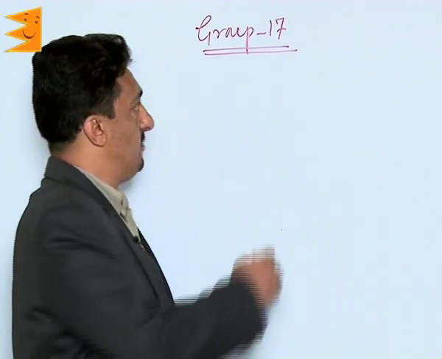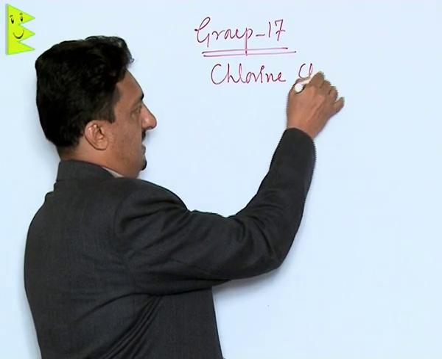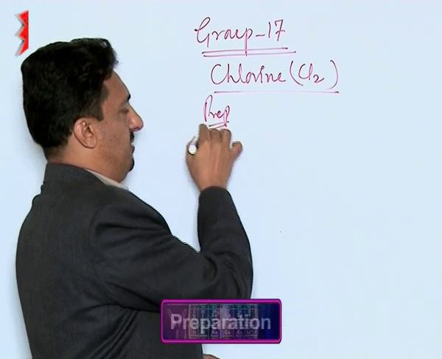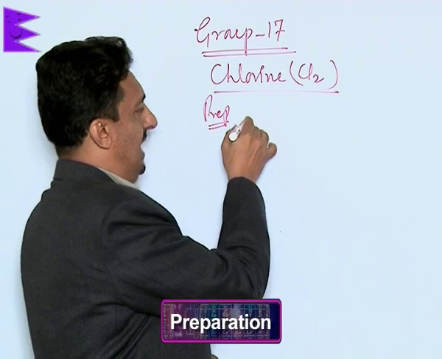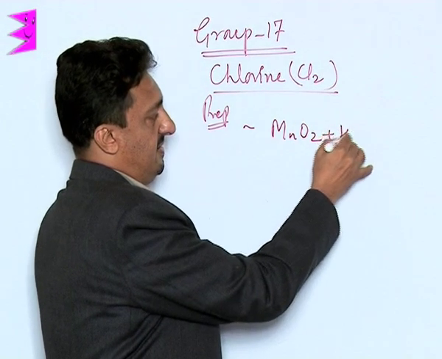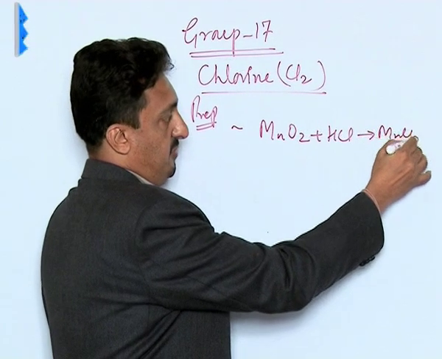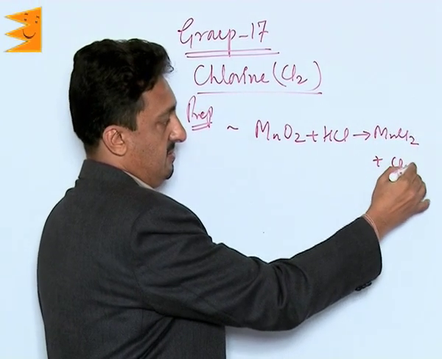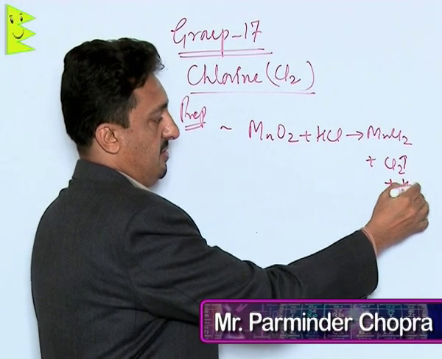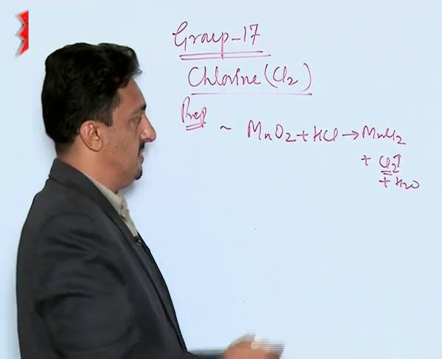Let us take in group 17 chlorine gas, Cl2. Let's first discuss its preparation. In the lab, it is prepared by the action of concentrated HCl on MnO2, which forms MnCl2 and chlorine. So this is how it is obtained, and plus water, of course. So we can get chlorine here as a byproduct.